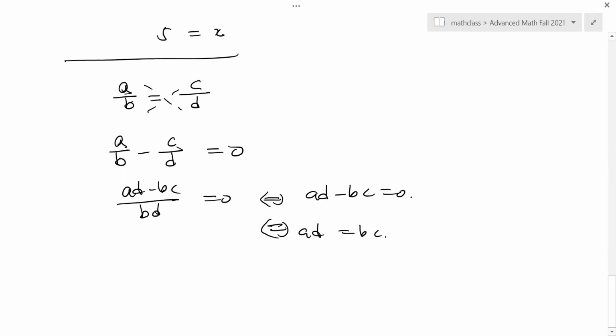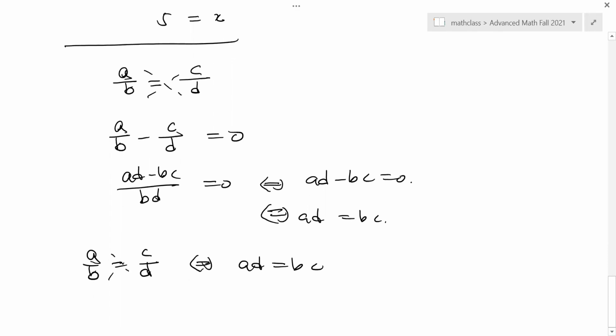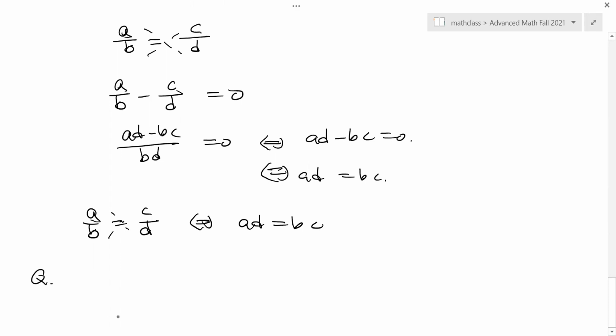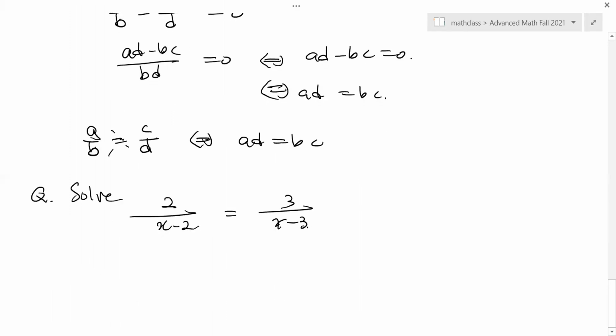Yeah. So let me repeat again. If A over B equals C over D, that's the same as AD equals BC. That's cross multiplication. All right. So now we have the following equation: 2 over x minus 2 equals 3 over x minus 3. It's not a linear equation, so we have to modify it, right? We have to modify it. So you're going to get 2 times x minus 3 equals 3 times x minus 2.